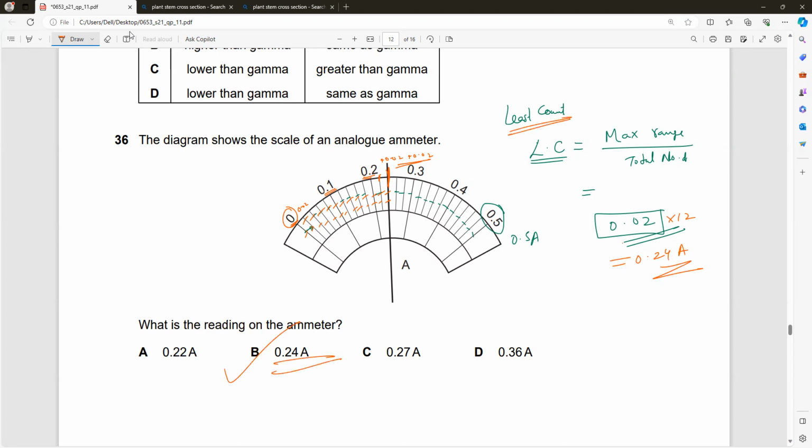Least count is a method of practicing. Maximum range divided by total number of divisions. That is the least count formula. So please make sure of it.